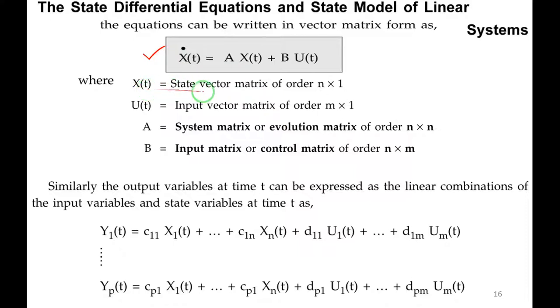What is this x of t? It is the state vector of order n cross 1. And what is this u of t? It is the input vector of order m cross 1. Already we know what x of t, the state vector, and the input vector are. Then we should know the new things, A and B.